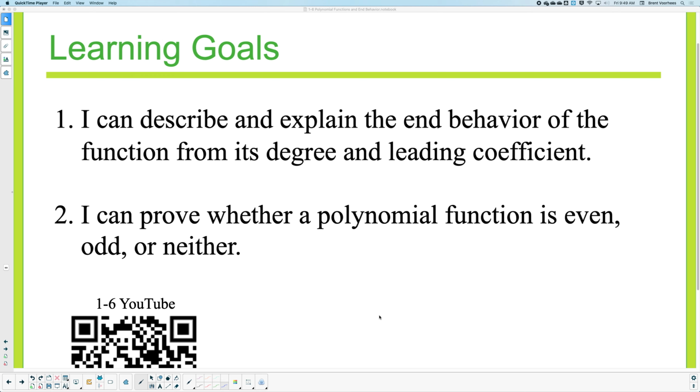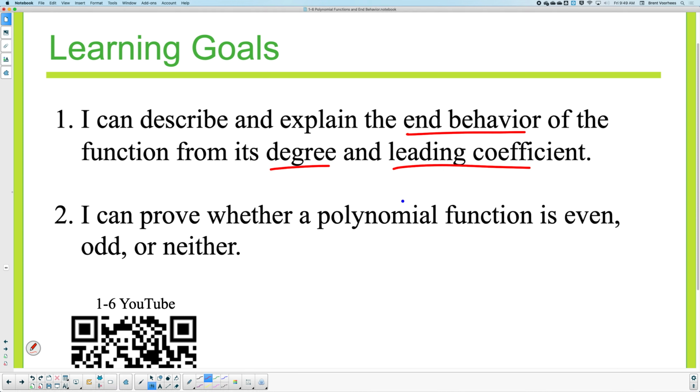Polynomial functions again, specifically looking at the end behavior. That means the limits as the graph goes forever without bound to the right or forever without bound to the left. What's happening? And we're going to relate it to its degree and leading coefficient. That's what we're going to do today. These are kind of our key phrases there.